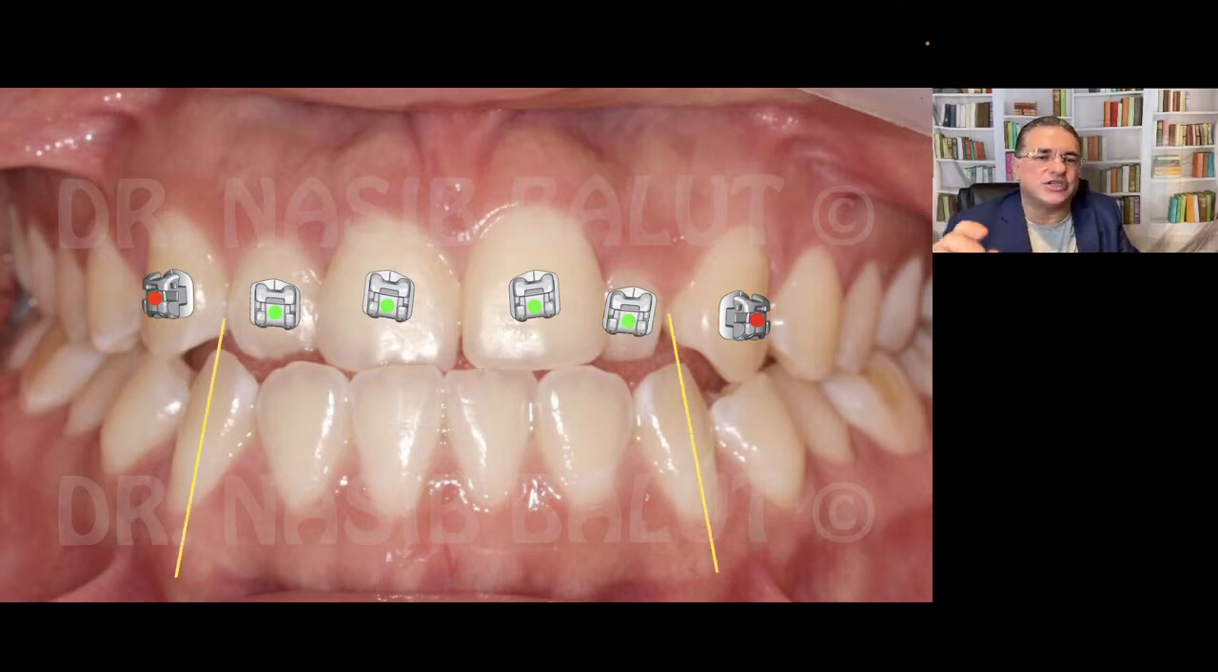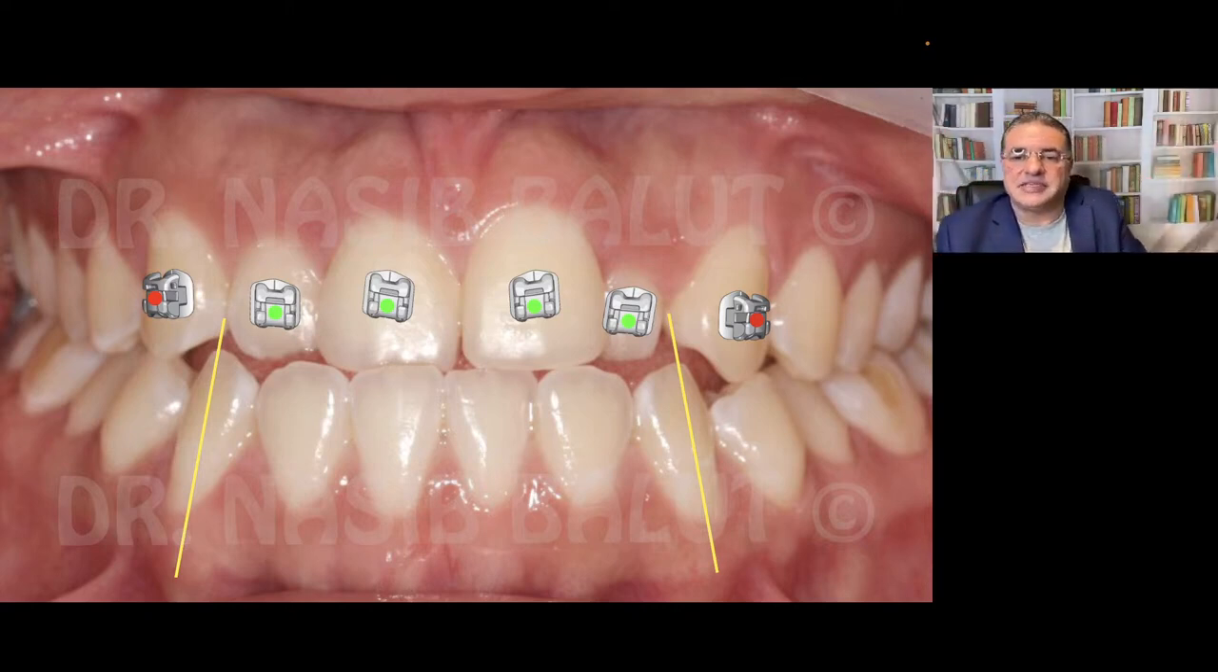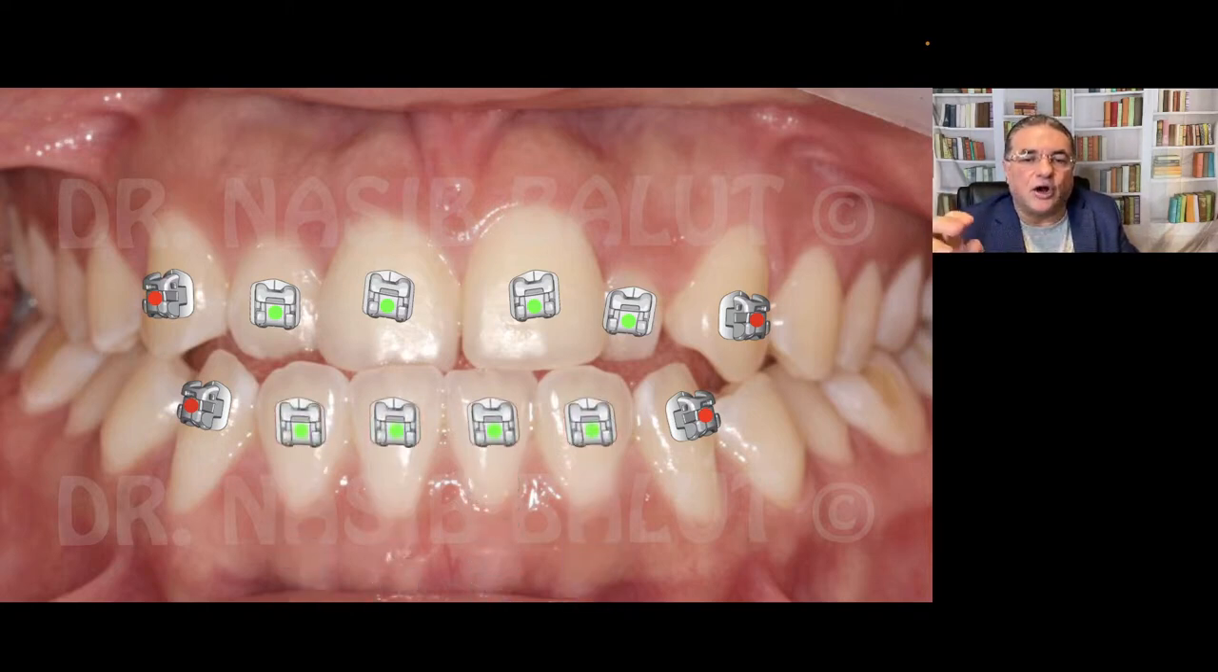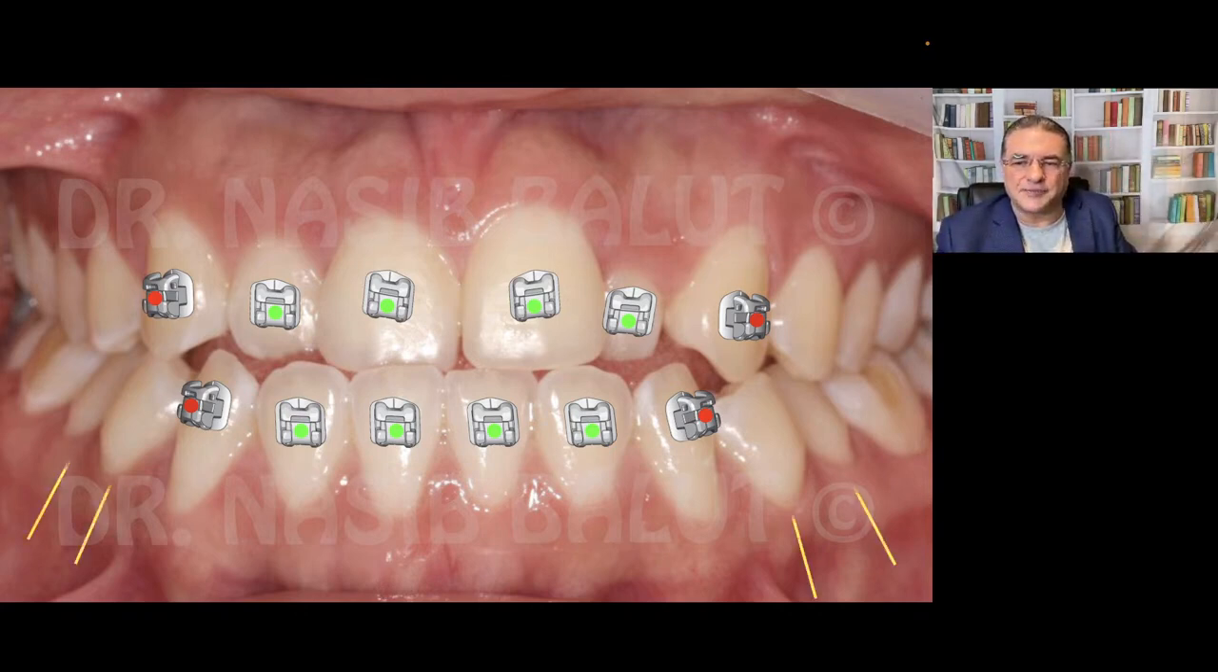Look at the inclination that we have of the lower cuspids. They have the tendency to be lingually positioned. So again, I want to have the roots centered on the basal bone, so I will place positive or high torque brackets. My lower anteriors are not that retroclined, so I will be using low torque brackets.